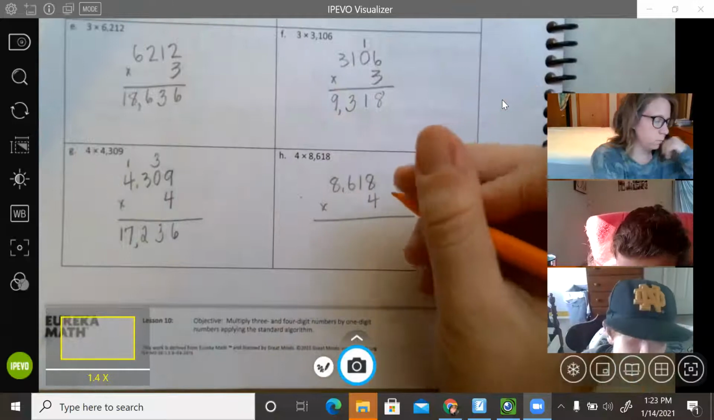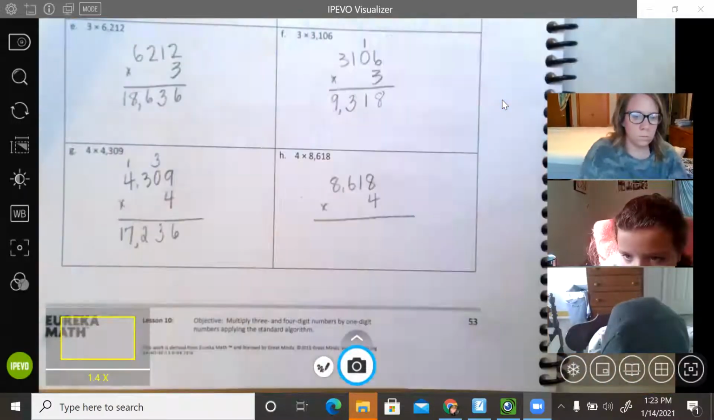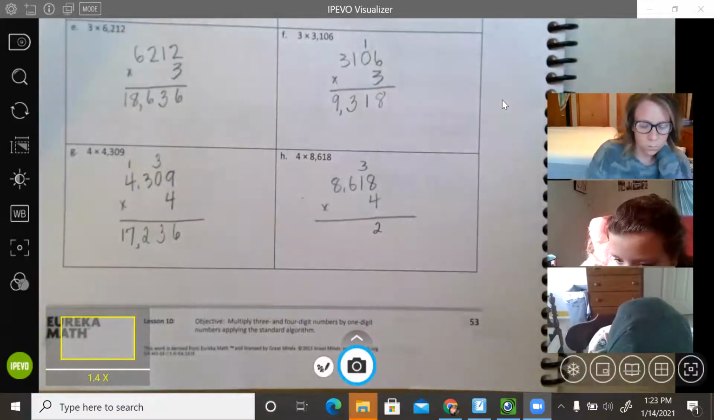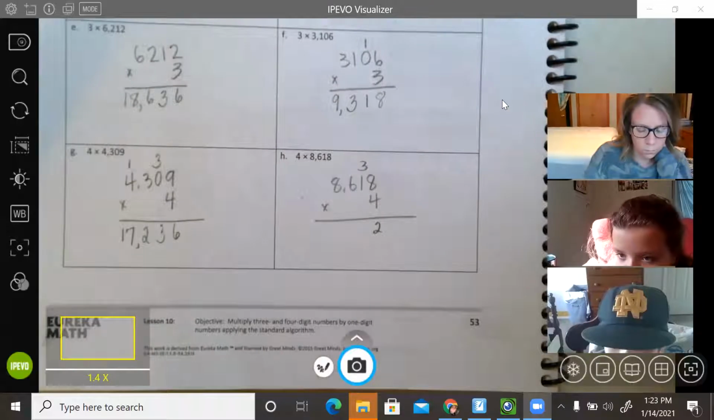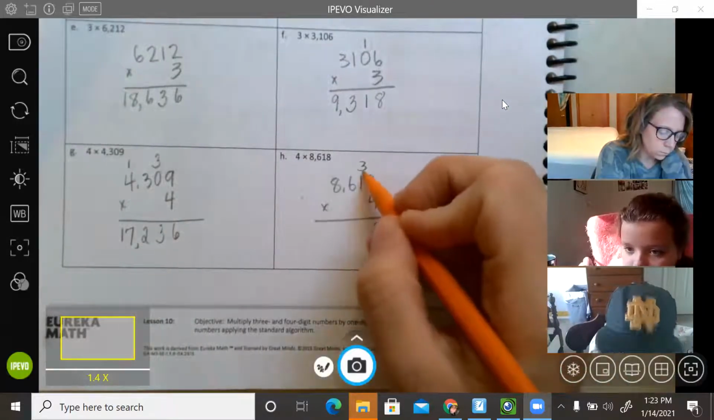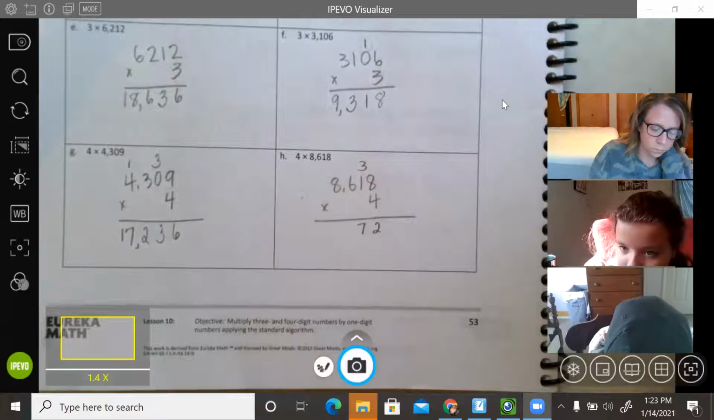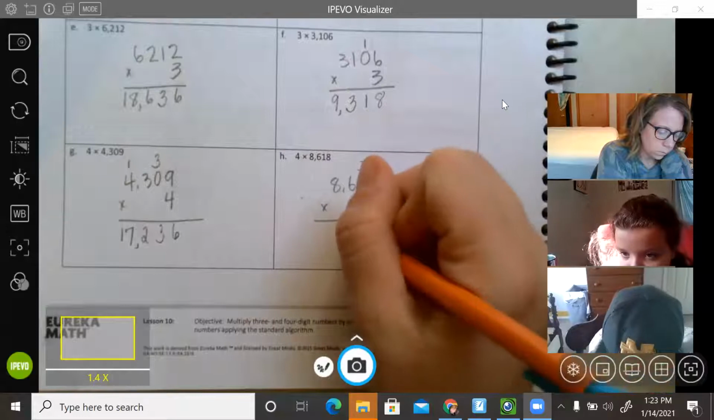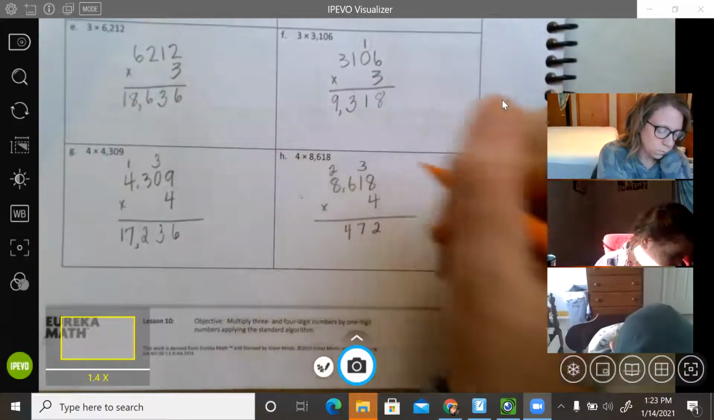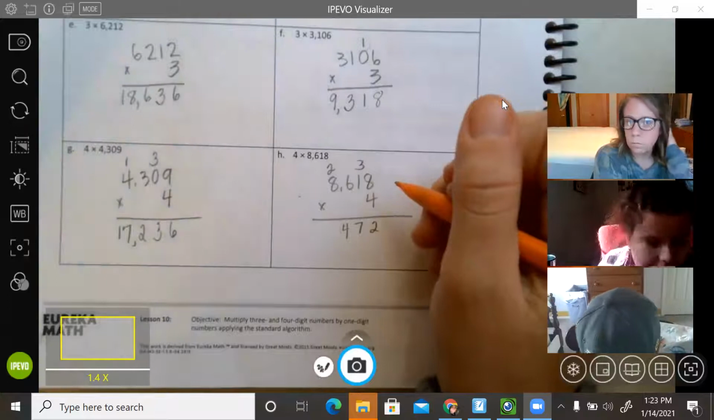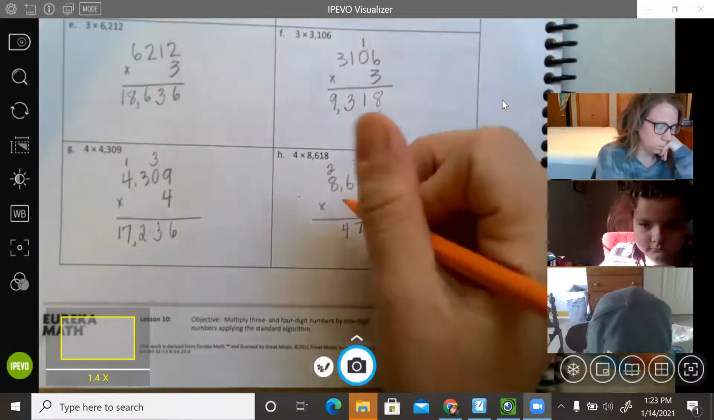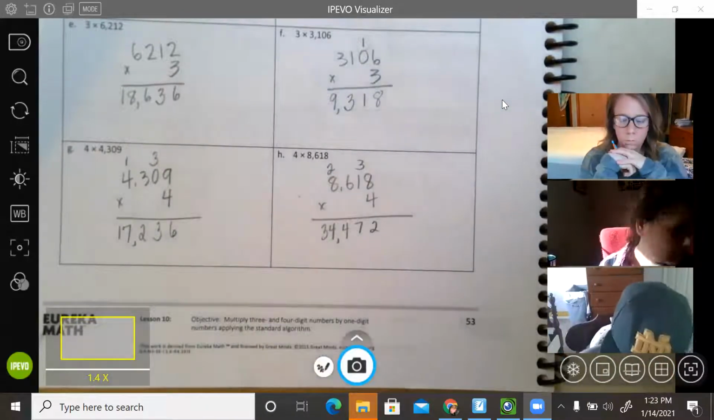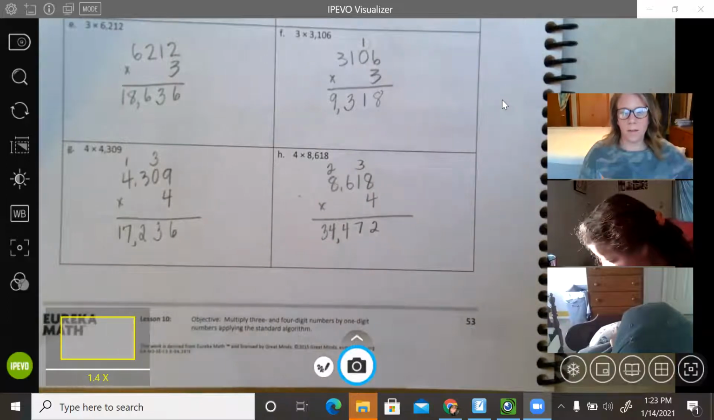8 times 4, that is 32. So put down the 2, carry the 3. And then 1 times 4 is 4. And then 4 plus 3 is 7. So put down the 7. And 6 times 4 is 24. So put down the 4, carry the 2. And then 8 times 4 is 32. And plus 2 is 34. So your final answer is 34,472. Excellent work.